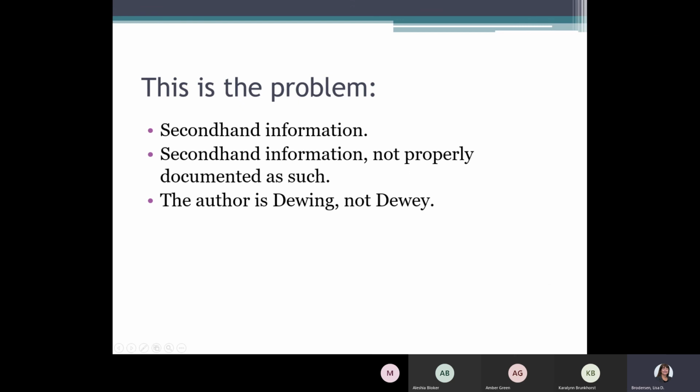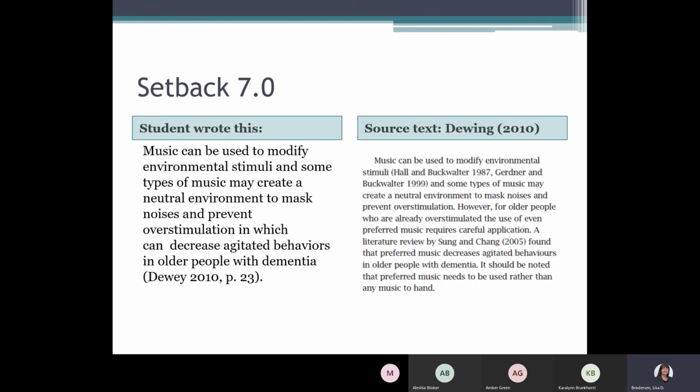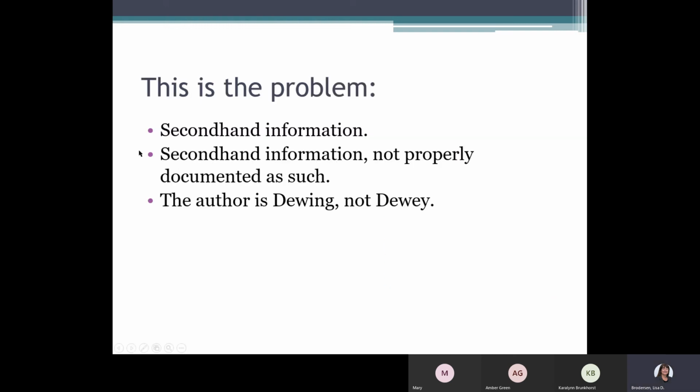And you know the drill at this point. Compare what the student wrote to the source text in the second column and see what problems you can identify. And I think you get the gist, so I'm going to go to the next slide. So again, we've got secondhand information being used, but it's not properly documented as such. And the author is misrepresented by having his or her name misspelled.